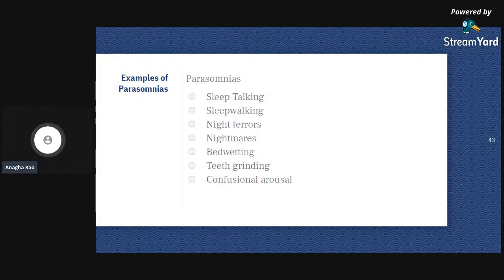But just because you have a nightmare doesn't mean you have a sleep disorder. People get nightmares all the time. There are certain signs you should look for to know whether you have nightmare disorder, which we'll go into later. Bedwetting, which is urinating during sleep.